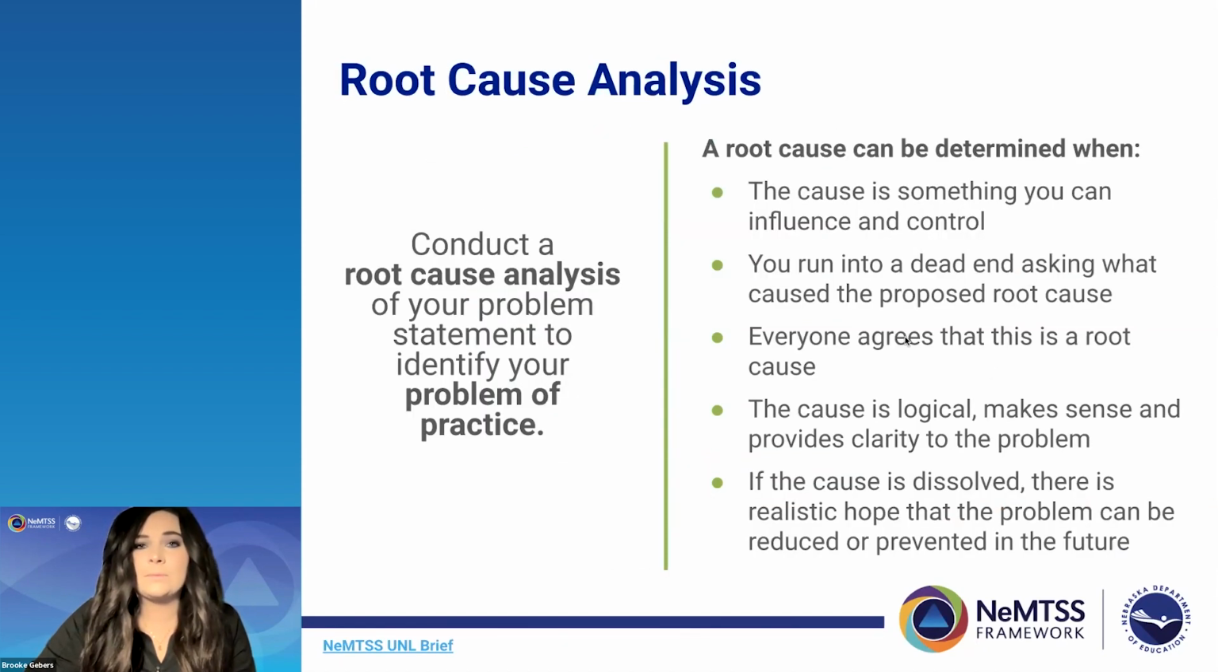During this analyze step of the problem-solving process, your team will need to conduct a root cause analysis of your problem statement to identify your problem of practice. As you progress through this analysis, a root cause can be determined in a few different ways. For one, a root cause will be something that your team can influence and control. You will also know if you run into a dead end of answers as you continue to ask what caused the proposed root cause. To know you've reached the end of this process, you'll want everyone on the team to agree that this is a root cause, and it should be logical and provide clarity to the problem you identified in the first step. Finally, if the cause were to be dissolved, ask yourselves if there is realistic hope that the problem can be reduced or even prevented in the future.